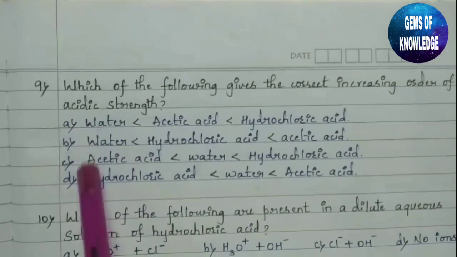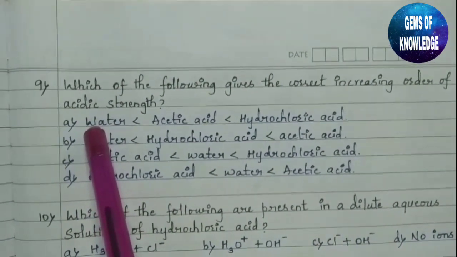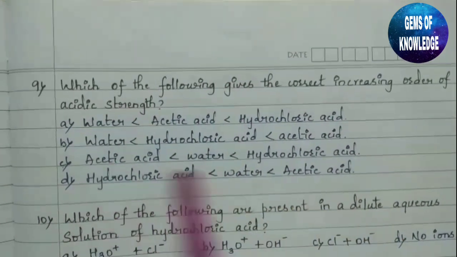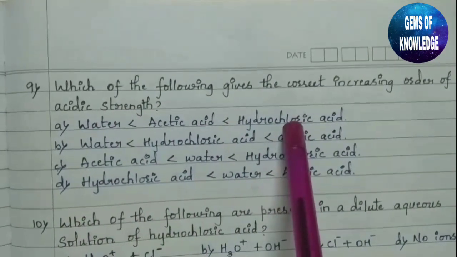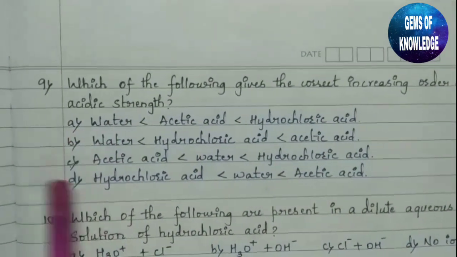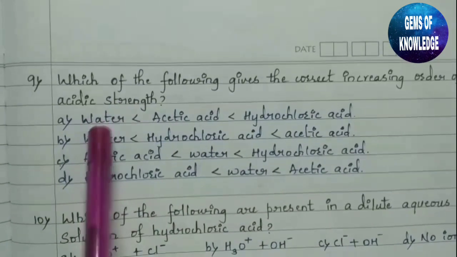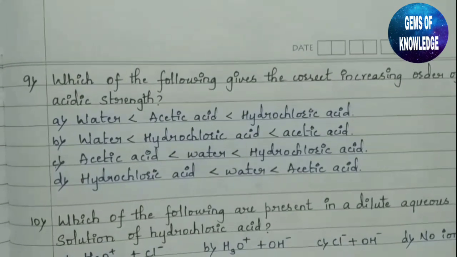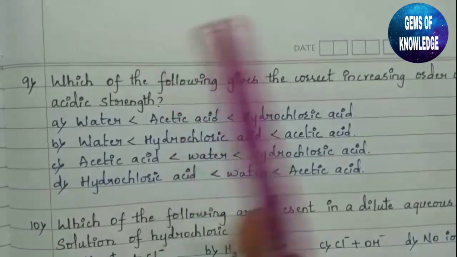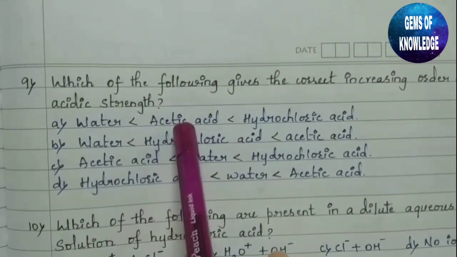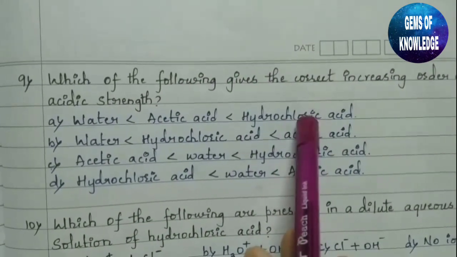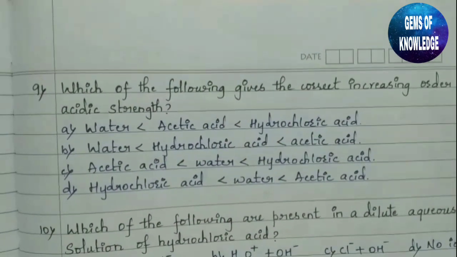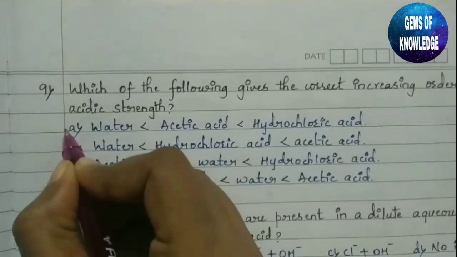strength? Okay, so here 4 options have been given and we have to find the correct increasing order of acidic strength. So here 3 things have been mentioned in all the 4 cases, that is water, acetic acid and hydrochloric acid. Okay, so the correct answer here: water will have acidic strength as neutral, but acetic acid is a little bit higher than that of water, whereas hydrochloric acid will be the most acidic. So here which option is the correct option? The correct option is nothing but A1.